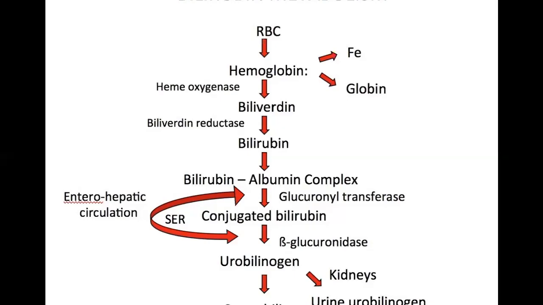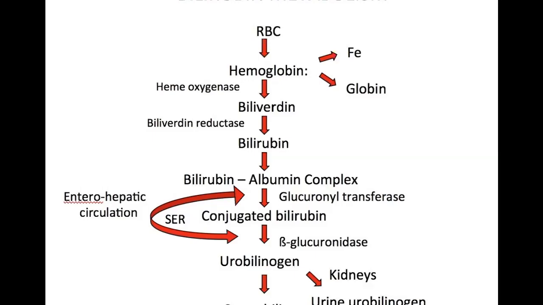Hemoglobin, as we mentioned earlier, has two portions. What are these two portions? The iron and the globin portion. Now, hemoglobin is broken down into biliverdin. The enzyme is heme oxygenase. Biliverdin is further metabolized to bilirubin, and the enzyme is biliverdin reductase. Bilirubin binds to albumin, and what is formed when bilirubin binds to the protein albumin is your bilirubin-albumin complex.